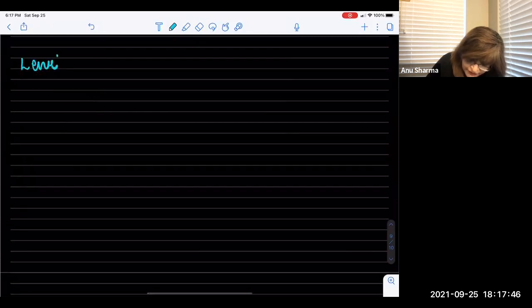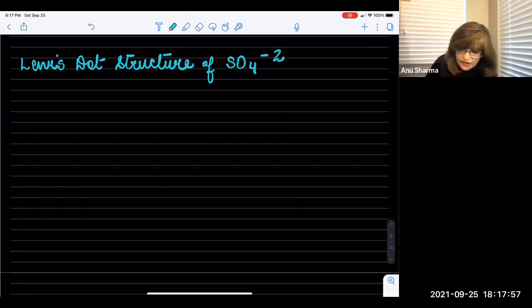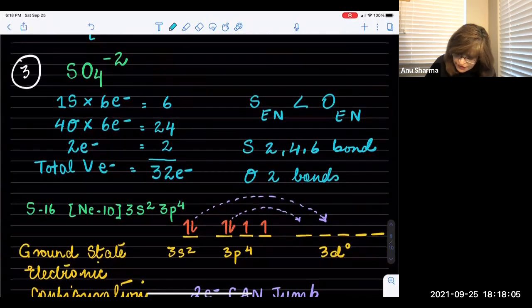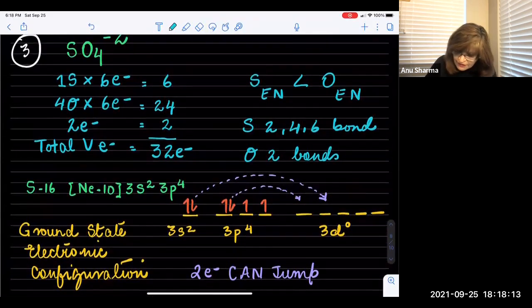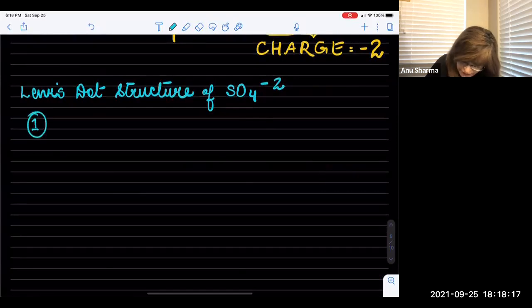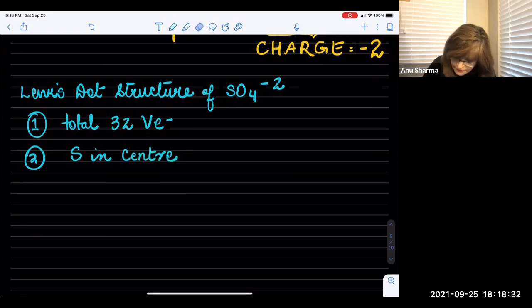Okay, now let's get started with the Lewis dot structure of sulfate, SO4 minus 2. So here is sulfur, and sulfur is going to be in the middle. Number one, we have a total of 32 valence electrons, and sulfur is the central atom.